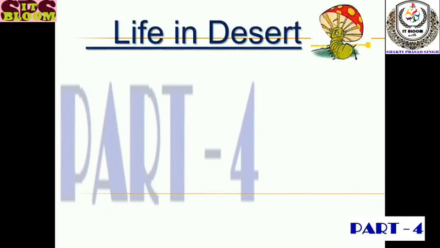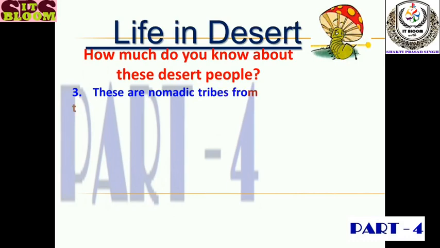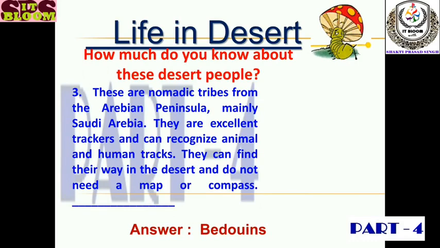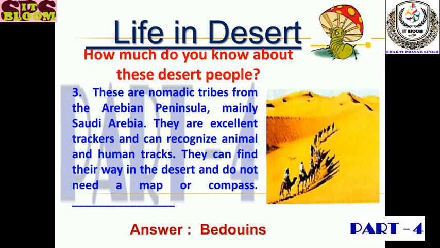Next is, see the picture. These are nomadic tribes from the Arabian Peninsula, mainly Saudi Arabia. They are excellent trackers and can recognize animal and human tracks. They can find their way in the desert and do not need a map or compass. These are Bedouins. Bedouins are the nomadic tribes of the Arabian Peninsula.